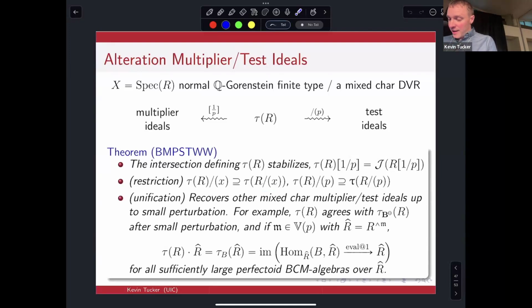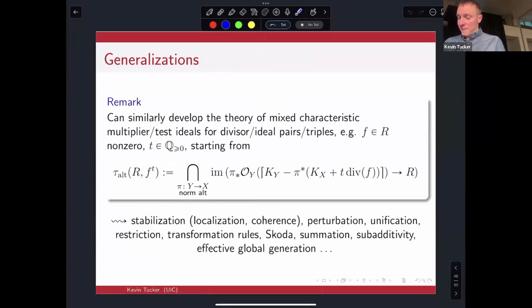And in addition, this recovers all of the other multiplier test ideal variants that were previously introduced in mixed characteristic. Carl mentioned one of them yesterday, namely tau B0. In Ma and Schwede's earlier paper, they introduced another one, the BCM-B test ideal, if you will. And this new tau of R unifies the theories, at least up to taking all small perturbations. After a small perturbation, all of these things agree.